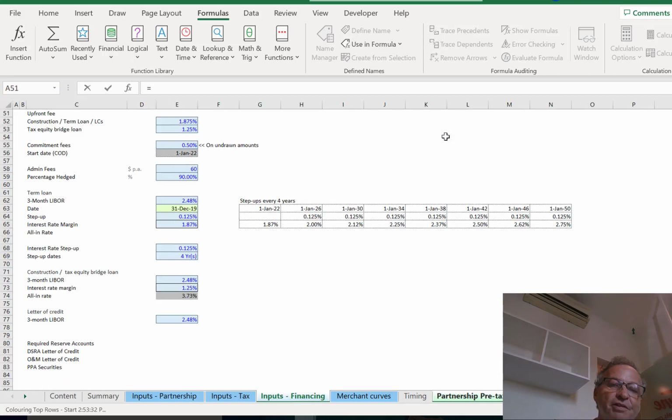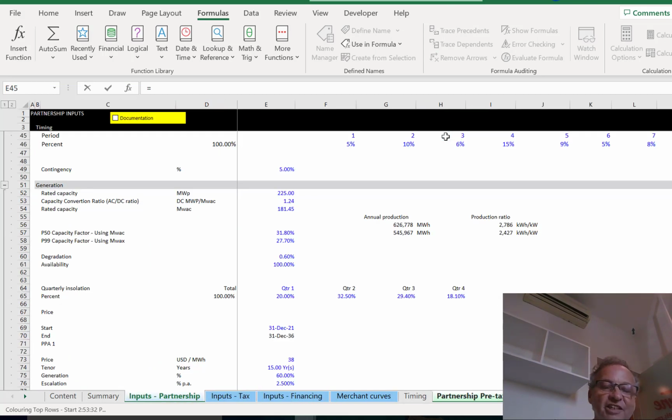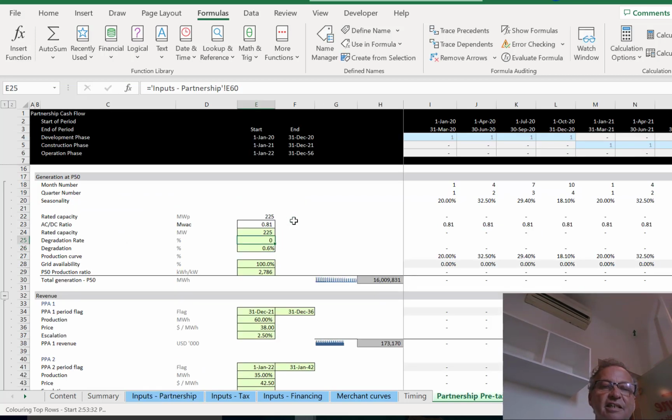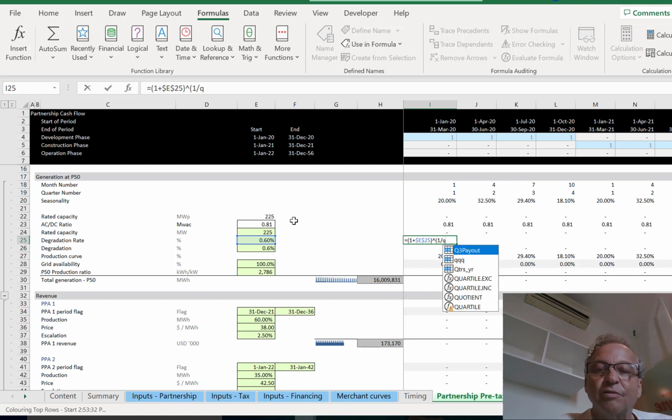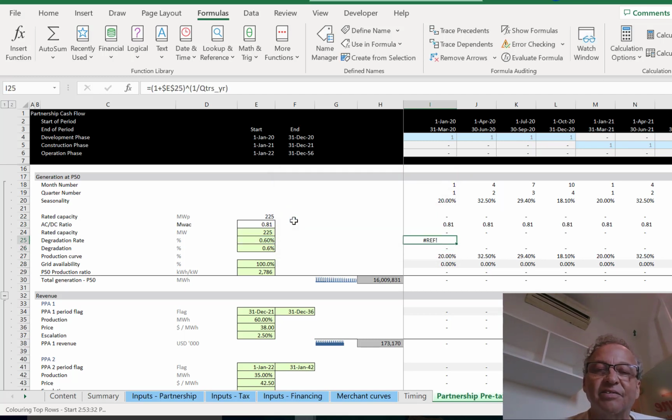You know, these are green because they come from a different sheet. When you press Control-Alt-C with your generic macros, you'll get that, and put the degradation in here. Shift-Control-P, put an equal sign, and take that degradation, open the bracket, 1 plus, that's the annual degradation. So you press F4, you raise it to the 1 divided by, and then you shouldn't put 4 here. You should put quarter. And do we have a quarter? Quarters per year. There, you have to understand it.